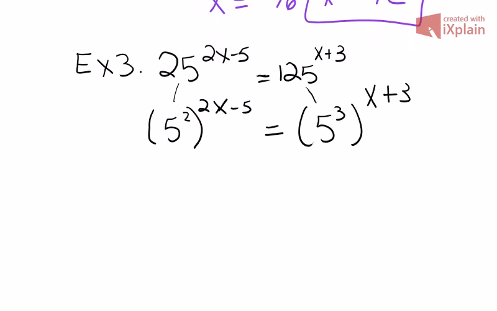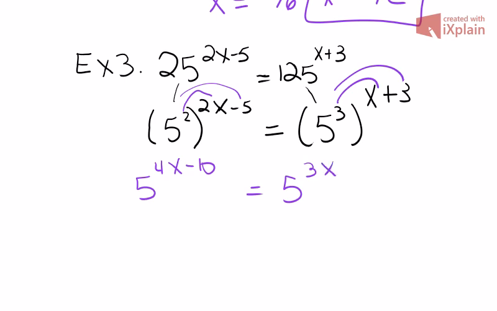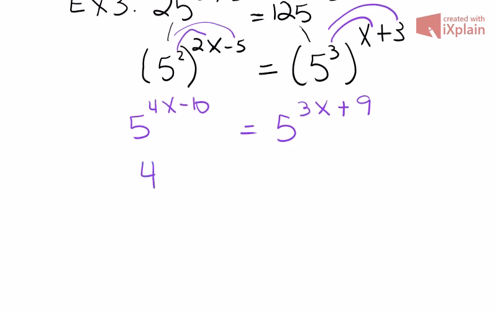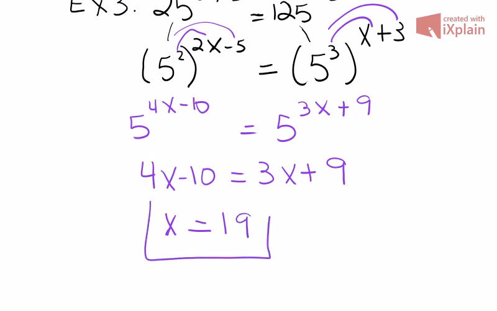Now I can distribute my exponents. So 5 to the 4x minus 10 equals 5 to the 3x plus 9. Now I've got common bases. Now I can set the exponents equal to each other. And now I've got a linear equation to solve. Subtract 3x from both sides, add 10 to both sides, and x equals 19.